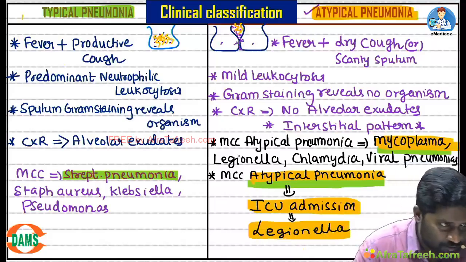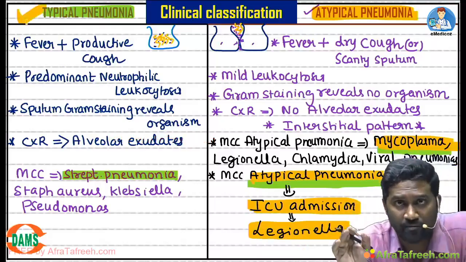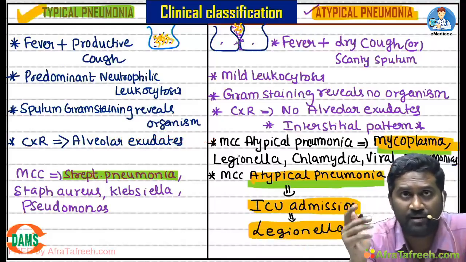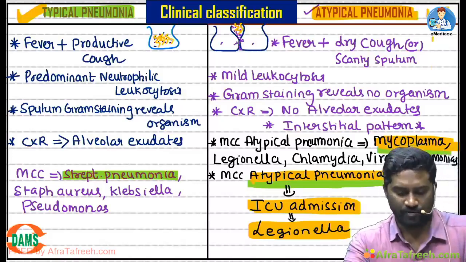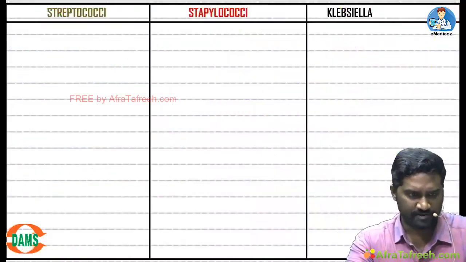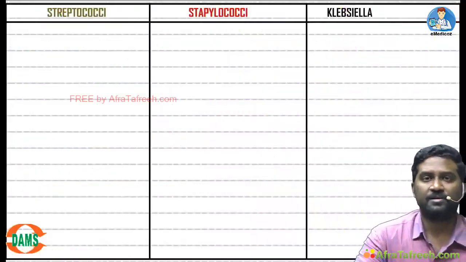First we will see what are the important typical pneumonias. Then we will go into important atypical pneumonias. Make a table, students. First, important typical pneumonias.